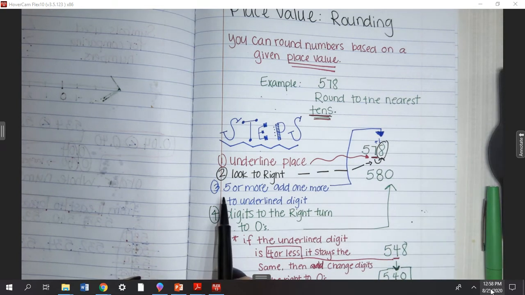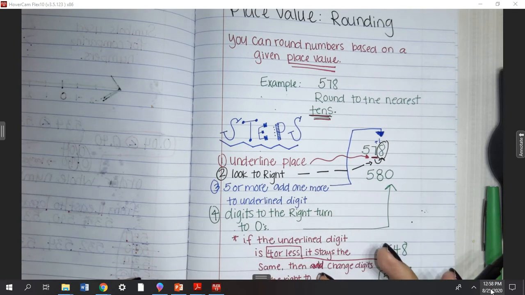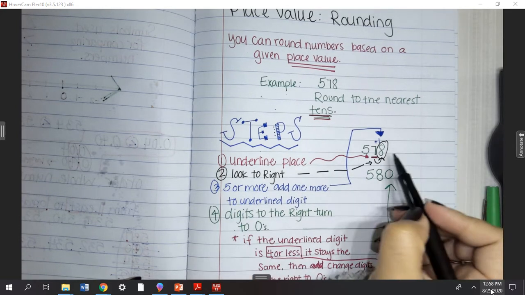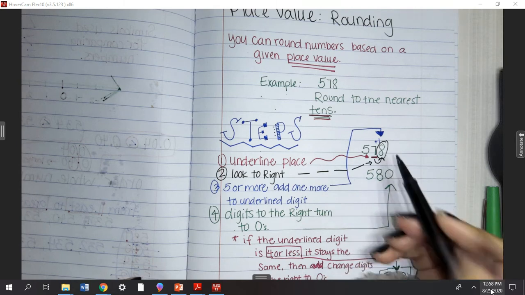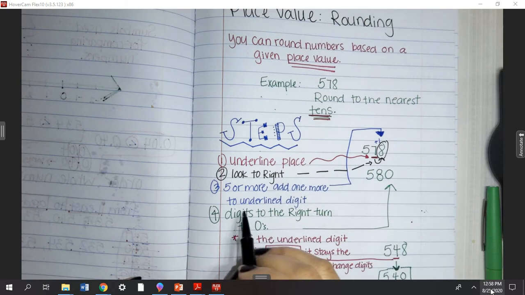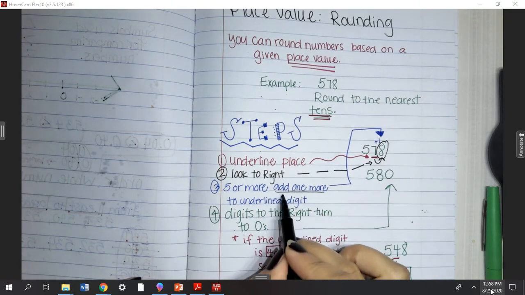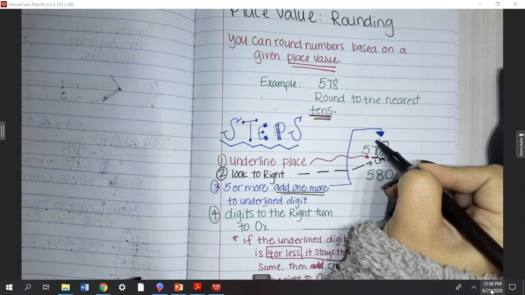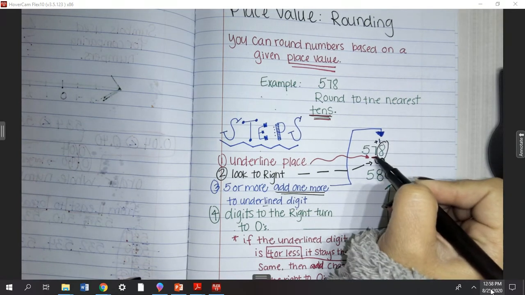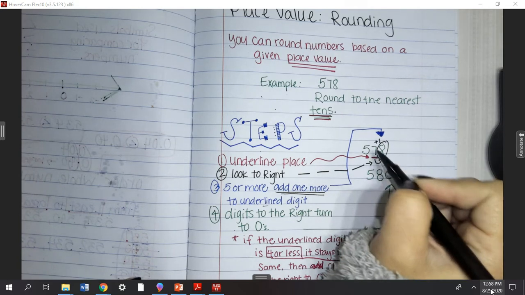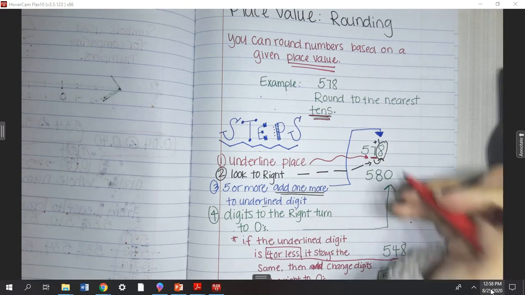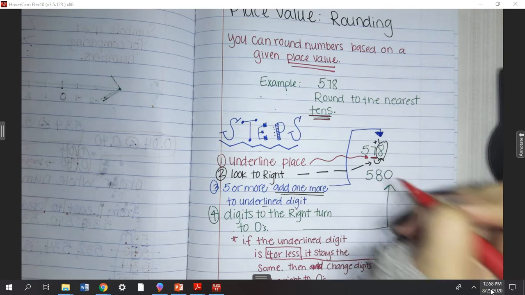Now, you probably remember the rule: 5 or more, add 1 more; 4 or less, let it rest, or something like that. So that's what you're going to follow. If the number to the right is 5 or more, so 5, 6, 7, 8, or 9, then you're going to add 1 more to the underlined digit. So 7 plus 1 is 8, and I'm going to make this 7 an 8.